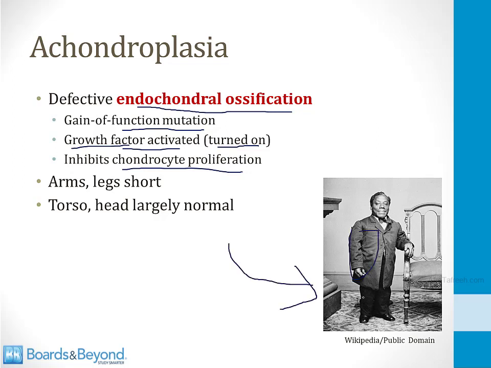He has very short arms and very short legs, but his torso and his face are normal, and that's because most of the bones in the torso and face do not develop by endochondral ossification, but the long bones of the arms and the legs do. This is a very simple disorder to understand if you just understand endochondral ossification.